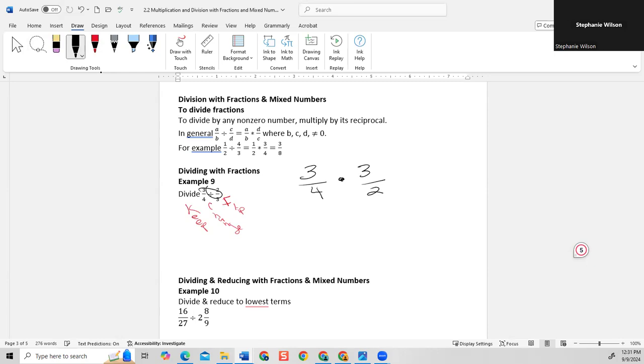Because it was 2/3. Now I'm going to ask myself, is there a number on top that will reduce with a number on bottom? Well, on top we have 3, and on bottom we have 2. So we can't do that. So we're just going to multiply straight across. 3 times 3 is 9. 4 times 2 is 8. That would be my final answer. It is an improper fraction. If you were asked to convert it to a mixed number, you could. We're going to save that for the next one.